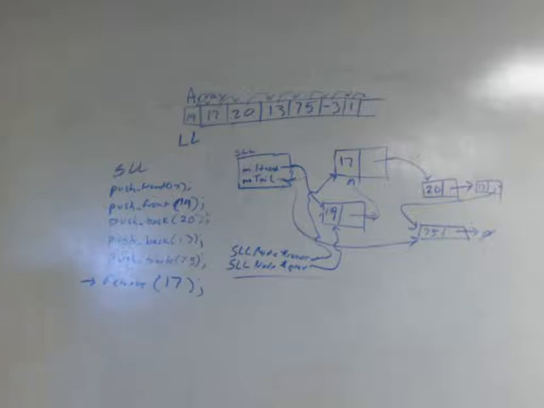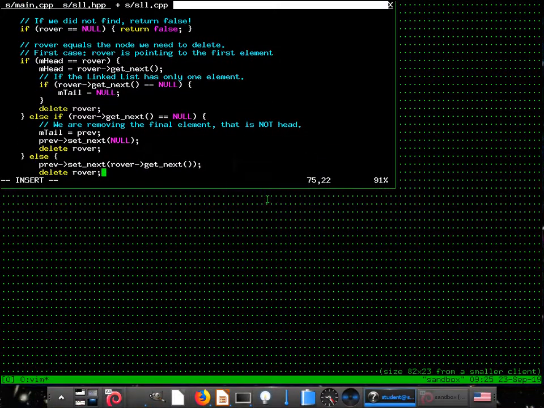How are we going to remove the 17? What should we do first? Are you typing it? Wow, look at that. Nice. So step one was you go to prev, you set prev's next equal to rover's next. Boom. Look, you just skip over that element. And then once you skip that element, you delete rover.